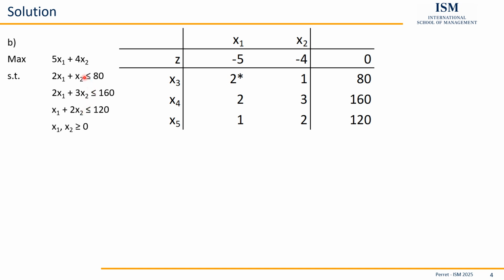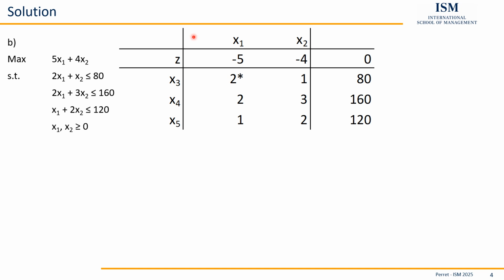So for all three, I can simply copy-paste the respective coefficients and right-side values. So for x1, I have 2, 2, 1, which I copy here. For x2, I have 1, 3, 2, which I copy in the x2 column. And on the right side, I have 80, 160, 120, which I copy here. This is my first initial starting solution.